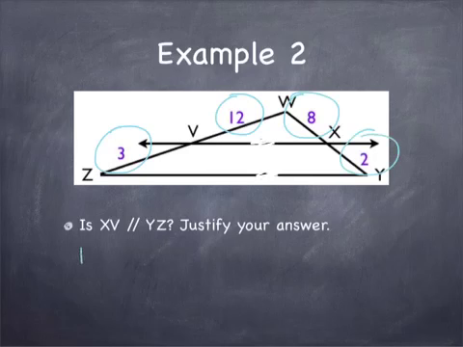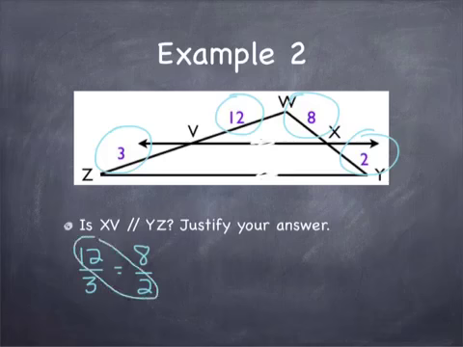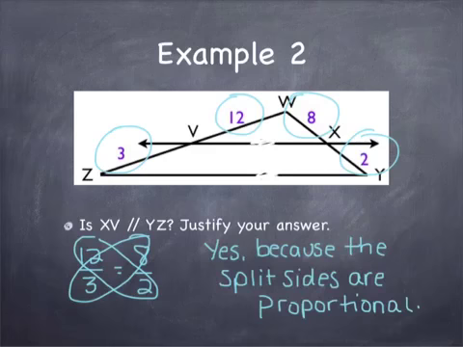So I would say 12 over 3, and I want to know, is that equal to 8 over 2? Well, you could divide them both separately. You could say 12 divided by 3 is 4, 8 divided by 2 is 4, so yes, this works. Or you could cross multiply. 12 times 2 is 24, 8 times 3 is 24, so since they're equal to each other, they are proportional. So my answer, I would say something along the lines of, yes, because the split sides are proportional. So I would check those numbers, make sure they form a proportion.